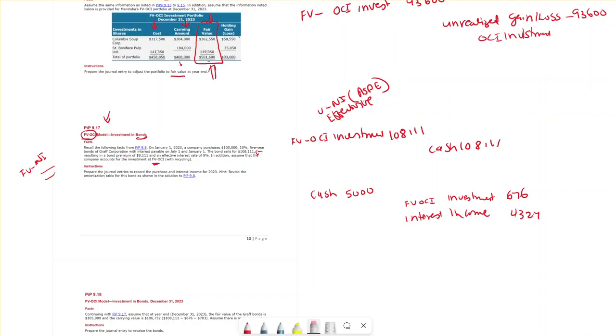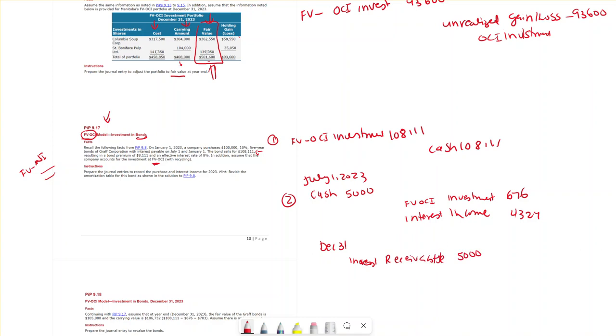If you wanted to just kind of remember it in your mind, this is my first entry, this is my second entry. When we have a July 1st first payment, we have a year end. My year ended December 31st. I will have an interest receivable of 5,000 because we're not receiving it till the end of next year. Fair value OCI investment is for the amortization part of it, which is 703, and we have an interest income. Now you amortize the way you've been doing it.